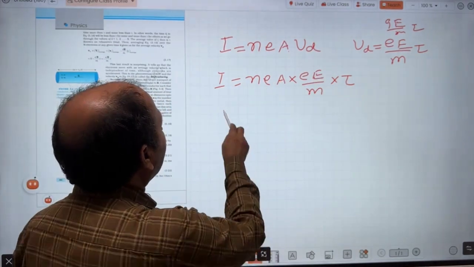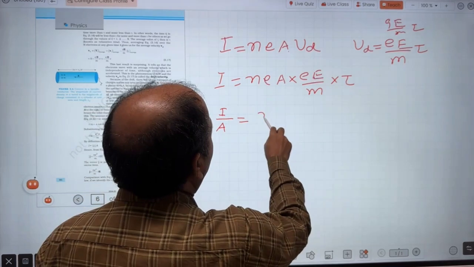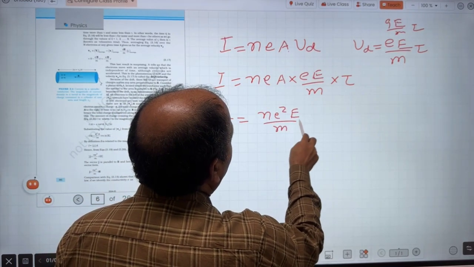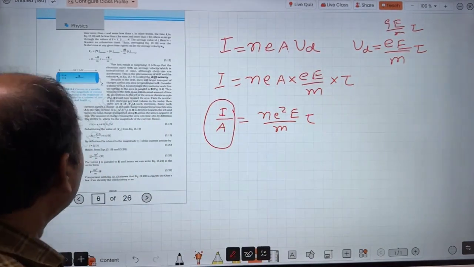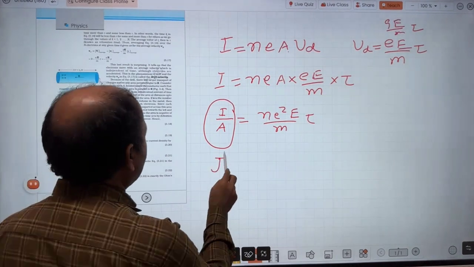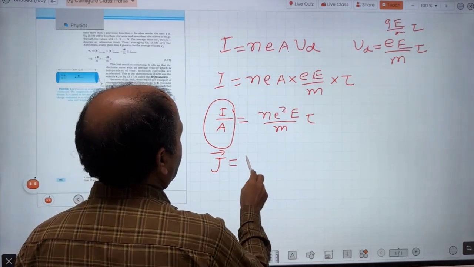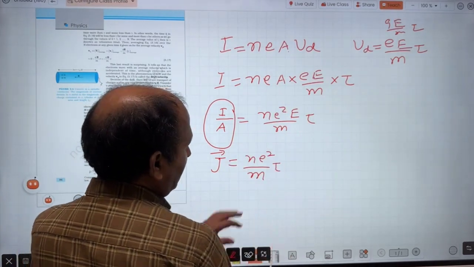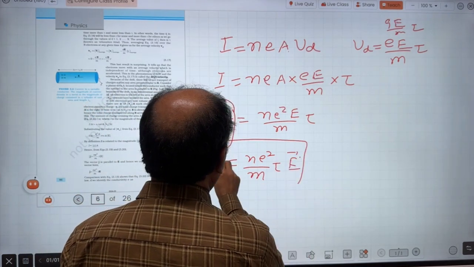And we can take A to this side. So I upon A equals n e square E upon m times tau. And this is, if you remember, what I told you is the current density. So current density J, if you want to write it in vector form, then E can be written as a vector. So n e square upon m tau is scalar, and then E is a vector. So this is one relation.